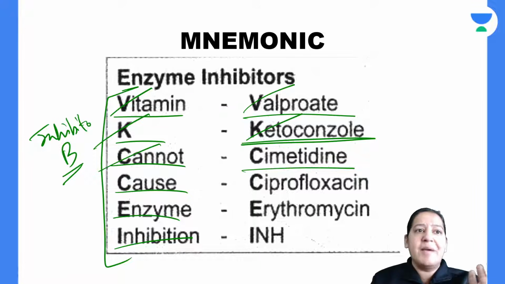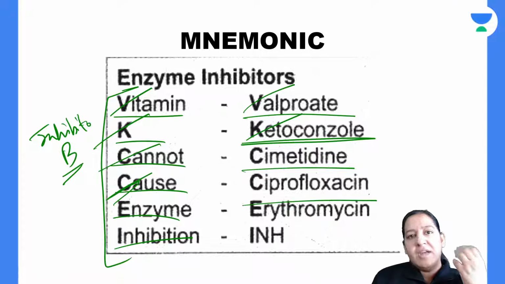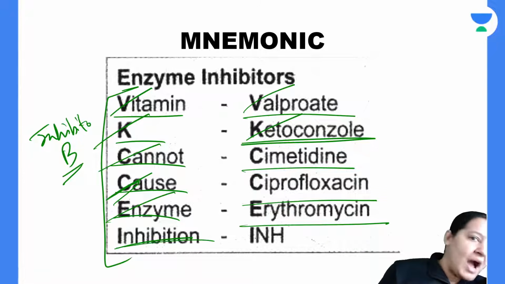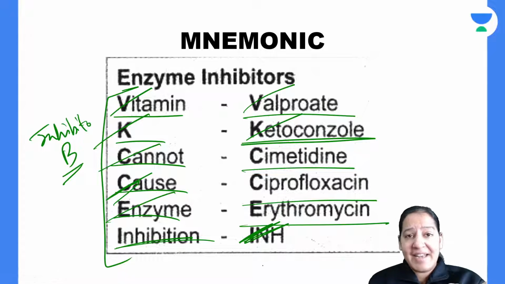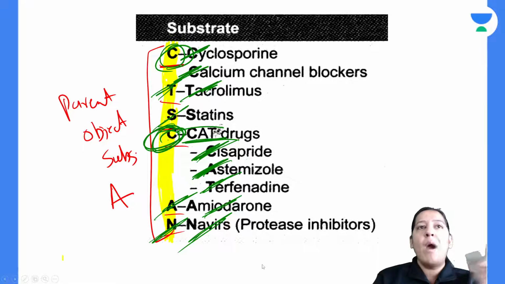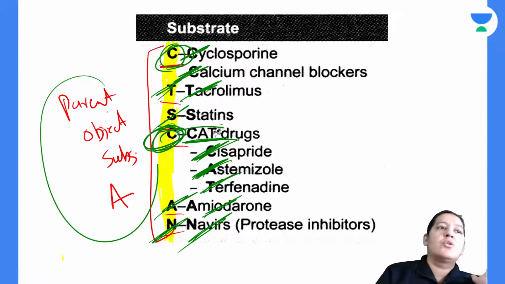You know, ranitidine, cimetidine. C stands for ciprofloxacin, an antibiotic. E stands for erythromycin, also an antibiotic. And in inhibition, I stands for INH, isoniazid, an anti-tubercular drug. So avoid this combination. If you can't avoid it, reduce the dose of the parent drug.